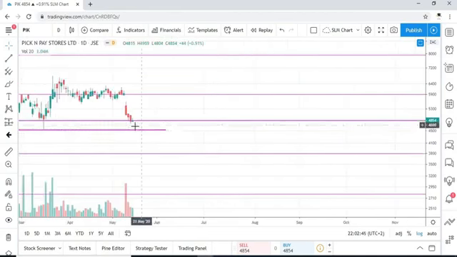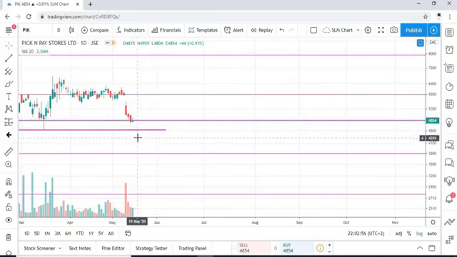So tomorrow being a Monday, we need to observe what happens to Pick n Pay, whether it goes back up to this zone or whether it starts trending down towards this line. And we would want to see and look back at what transpired after reaching this point.